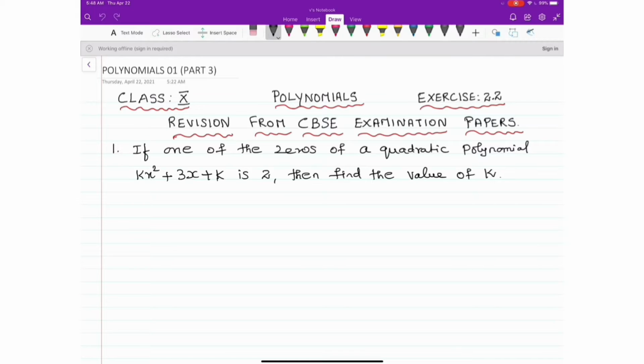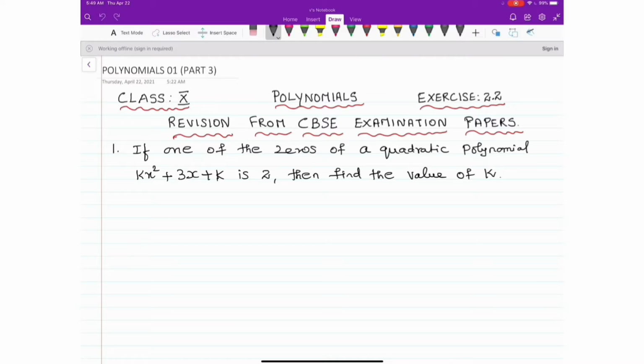As I told you, in today's session, I will be working out questions from previous year's question papers based on the concepts: how to find the zeros of the polynomial and how to verify the relationship between the zeros and the coefficients of the given polynomials.